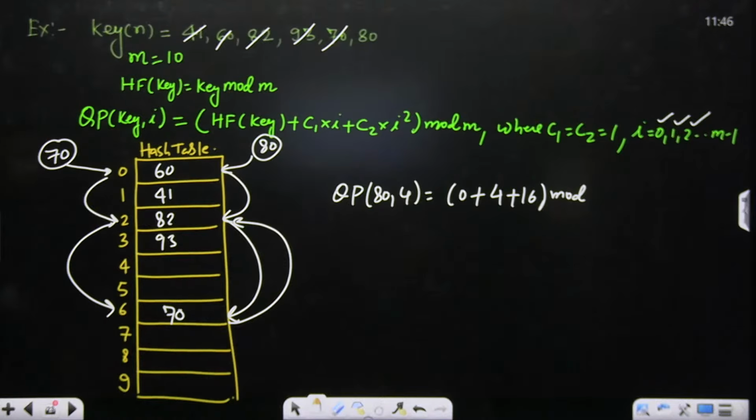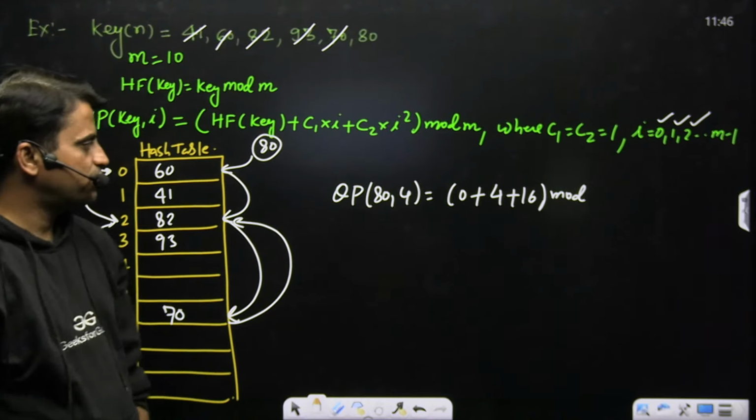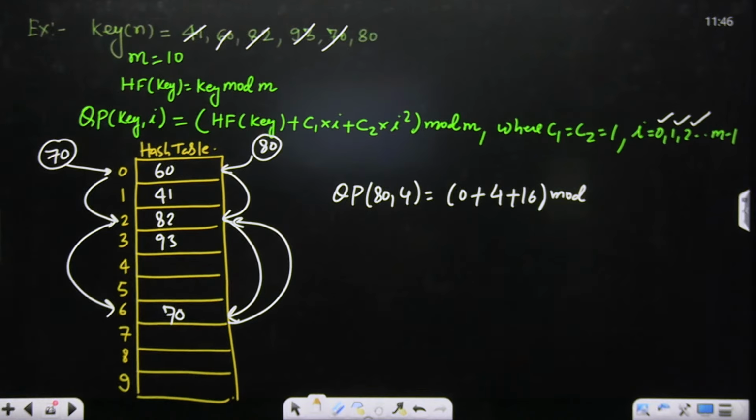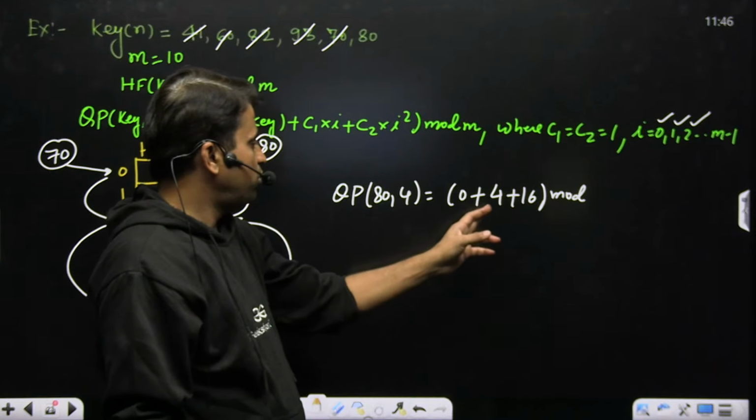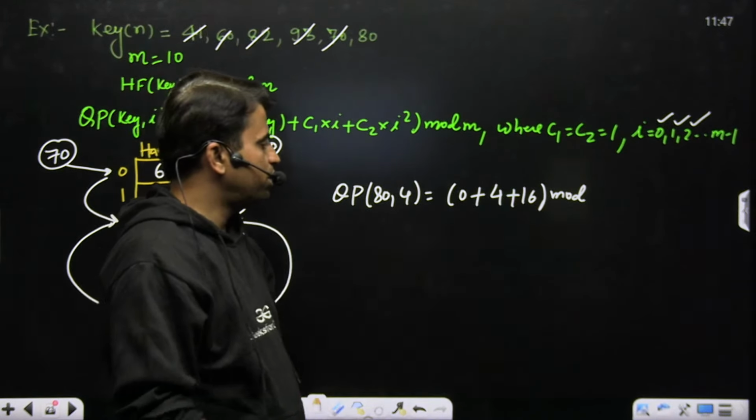कितना आ रहा है बच्चे? बताओ. नेक्स्ट कितना आ रहा है? I equals to 4 सब्स्टिट्यूट किया, तो इट विल गिव व्हाट? So this data is 0, 4 plus this is 16, 20 mod 10.